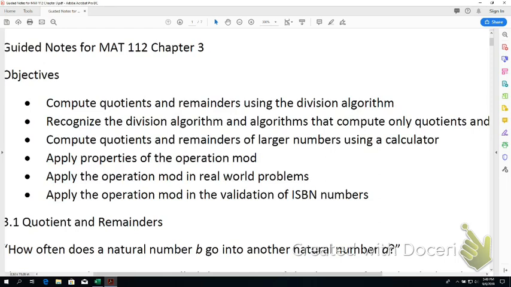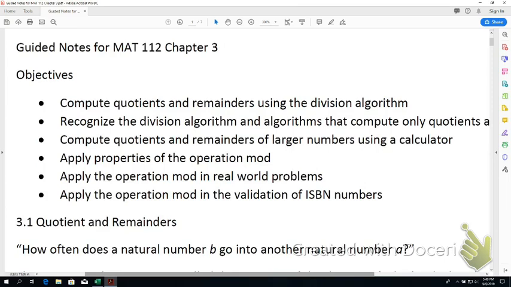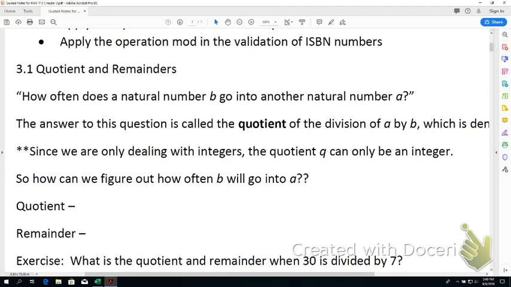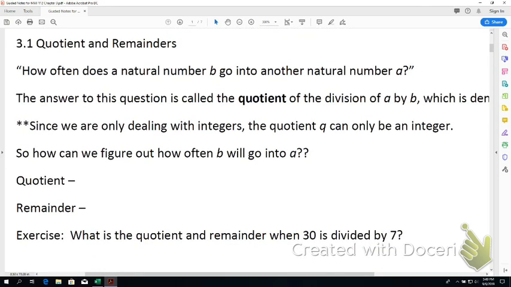So you might have noticed that we haven't really talked about division at all. Okay? And this chapter will be introducing that, and now we have talked about division after Chapter 3. So the first part, quotients and remainders, 3.1.